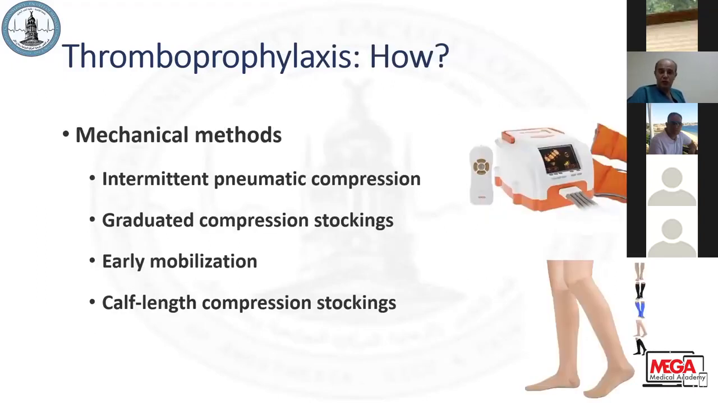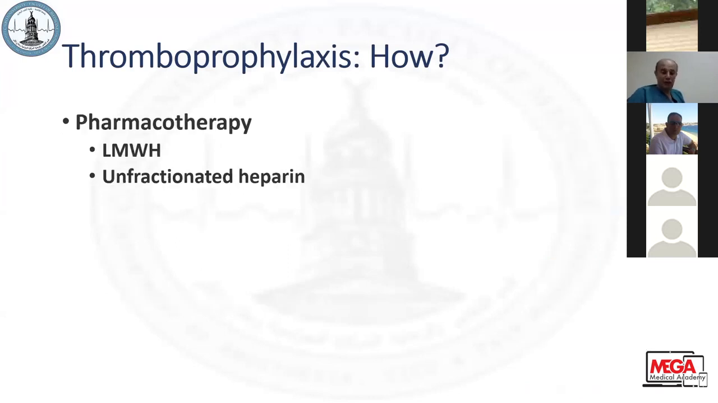How to do thromboprophylaxis? As the common saying that we use, early stockings, late heparin. The mechanical methods should be used starting pre-induction, including the intermittent pneumatic compression, graduated compression stockings, calf length compression stockings, and lastly, the early mobilization post-operative.